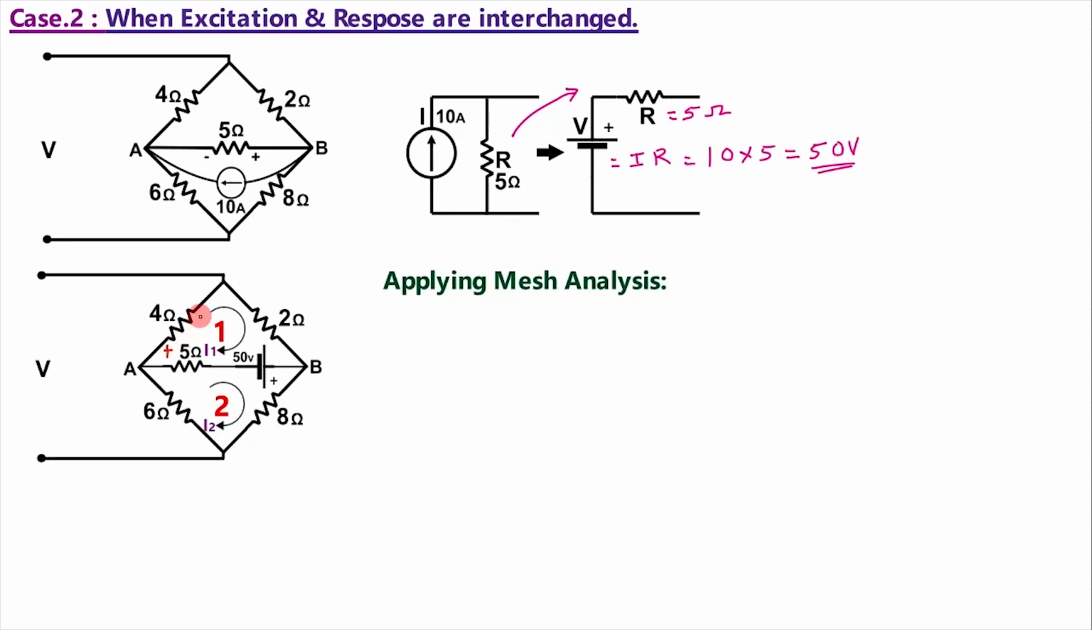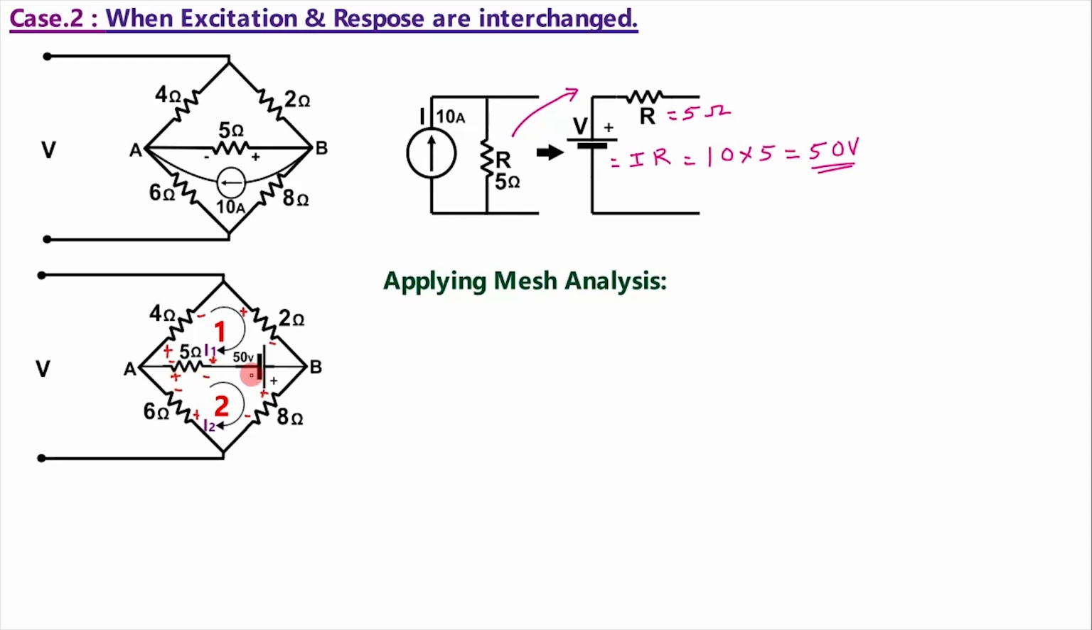Here it is plus, here it is minus, as current is flowing in this direction. Similarly, here it is plus, here it is minus, and in this 5 ohm it is plus here and minus here. In mesh 2, plus is coming here, minus, as current is in this direction. Then in 6 ohm plus minus, and in this 5 ohm as current is in this direction, it enters here plus and then minus.